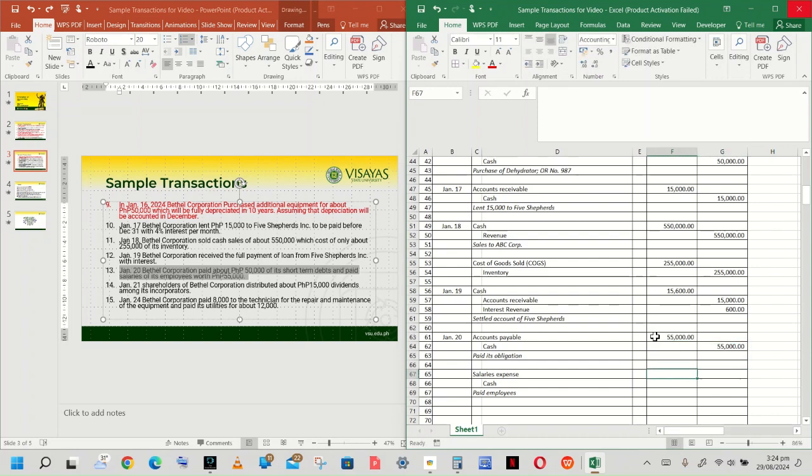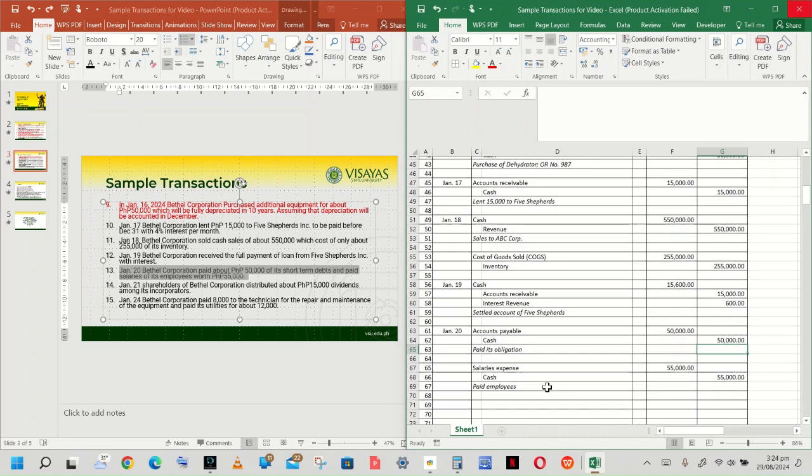And then for the salaries, short-term debts pala ng 50,000. So 50,000 na nabawas doon sa ating accounts payable. Okay, so okay na.